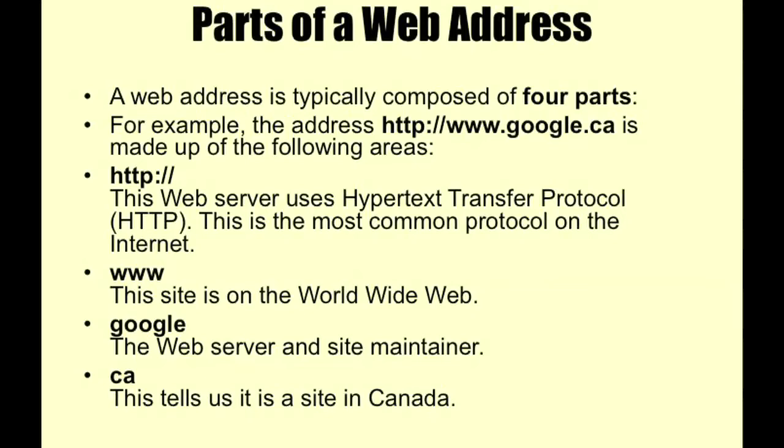Then in that website, www.google.ca, you can see the word Google there, which is the server, the server or the site maintainer. Then CA tells us that this server is in Canada. All right?